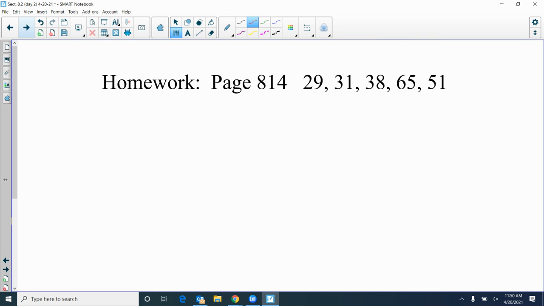All right, page 814. I put 51 at the end. Put 51 at the end, so that's that one.